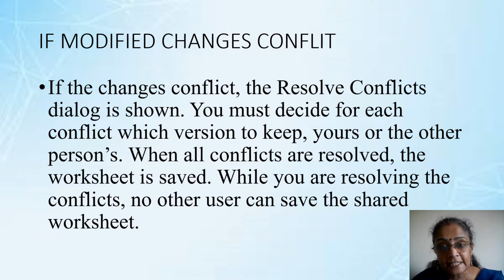So now you must decide whose version you want to keep, whether it is your version or the other person's version. When all the conflicts are resolved, only then is the worksheet saved. While you are resolving the conflict, no other person will be able to save the record. So this is called conflicting of information. That is, the conflict has to be resolved first.